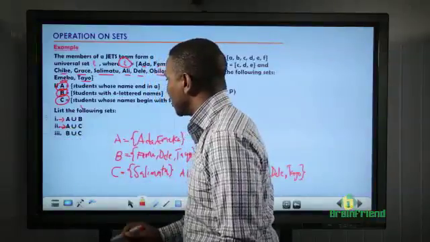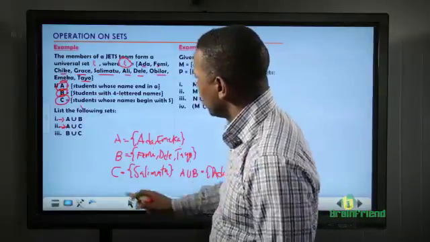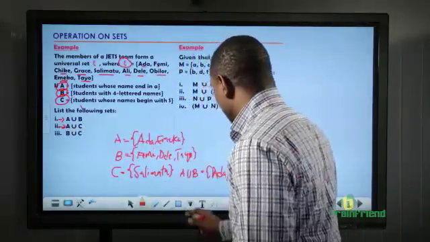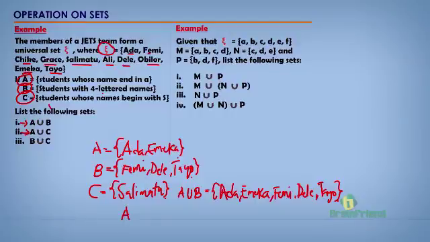Also, we've been asked to list the union of the sets A and C. A union C is the set that has elements Ada, Emeka, all from set A, while we have Salimatu from set C.